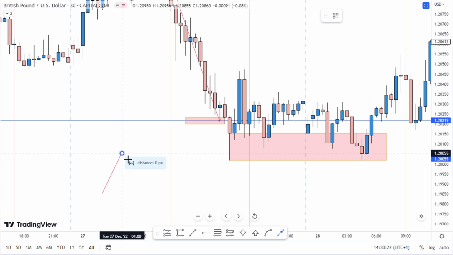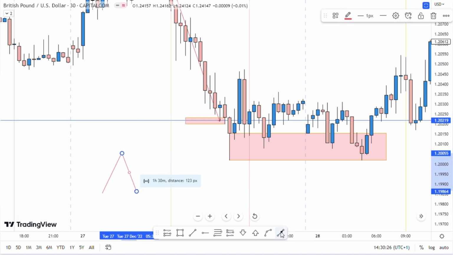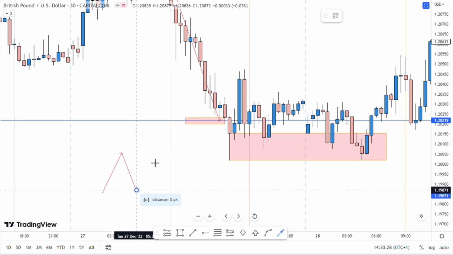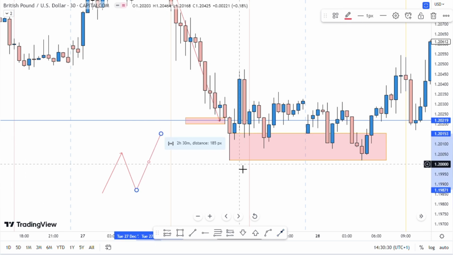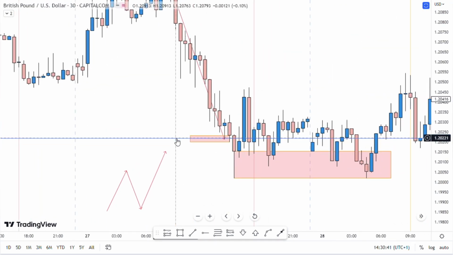1, 2, then 3. But what you would watch out for, you don't want a candlestick to close outside immediately. Any candlestick that closes outside, this whole zone now is invalid.